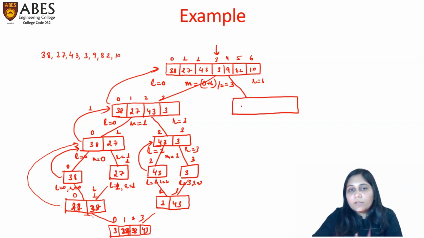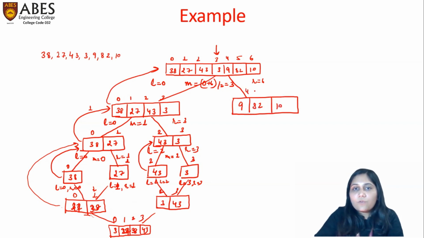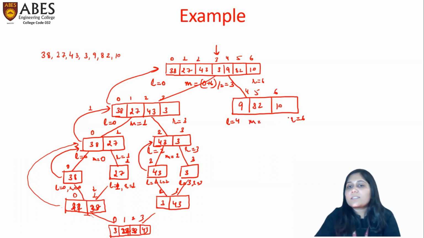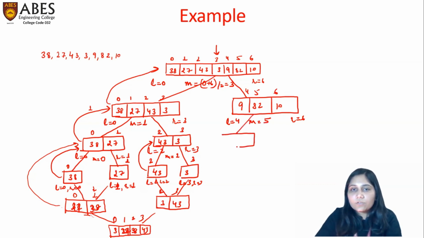So mid plus 1, 9, 82, and then 10, which is 4, 5, and 6. So your L is 4, your R is 6. Now what is mid? 4 plus 6 is 10. 10 divided by 2 is 5. So it will be 5. It means that I am including it over here. So it will be like 9 and 82, which is 4 and 5. And 6 will go to this side.